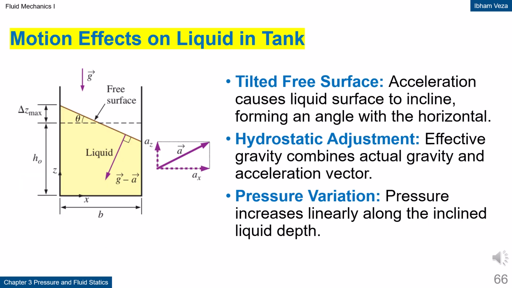Motion effects on liquid in tank. Horizontal acceleration causes the free surface of a liquid to tilt. This tilt occurs because the effective gravity direction is a combination of gravity and acceleration. Pressure still increases linearly along the direction of this effective gravity. The free surface is always perpendicular to the effective gravity direction. This phenomenon is often seen in accelerating vehicle tanks.